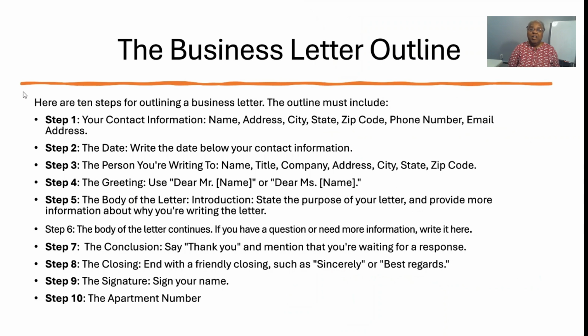The business letter outline. Here are 10 steps for outlining a business letter. The outline must include step 1, your contact information. Step 2, the date. Step 3, the person you're writing to information. Step 4, the greeting. Step 5, the introduction. Step 6, if you have a question or need more information, you would write it here. Step 7, the conclusion. Step 8, the closing. Step 9, the signature. Step 10, the apartment number.